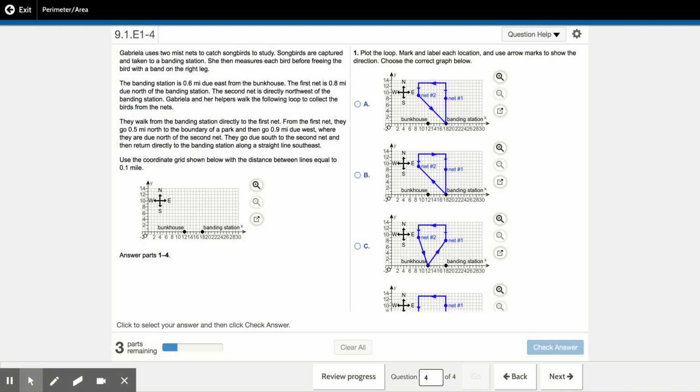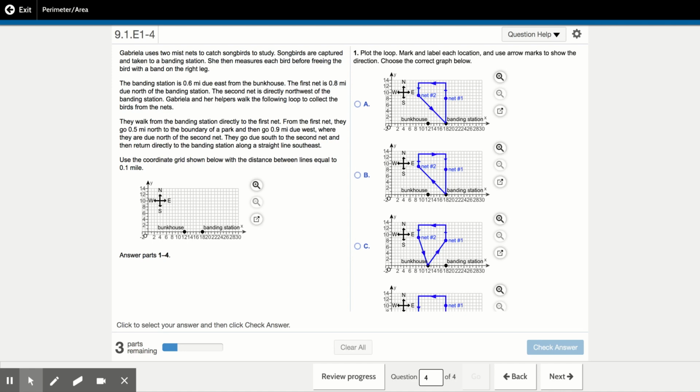From the first net, they go 0.5 miles north to the boundary of a park and then go 0.9 miles due west, where they are due north of the second net. They go due south to the second net and then return directly to the banding station along a straight line southeast. Use the coordinate grid shown below. The distance between lines equals 0.1 mile, right?